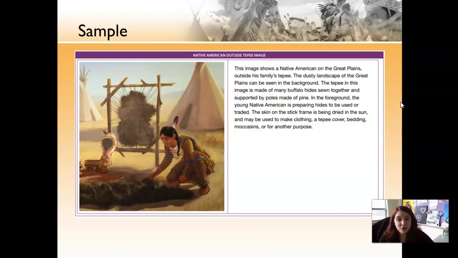The teepee in this image is made of many buffalo hides sewn together and supported by poles made of pine. In the foreground, the young Native American is preparing hides to be used or traded. The skin on the stick frame is being dried in the sun and may be used to make clothing, a teepee cover, bedding, moccasins, or for another purpose.